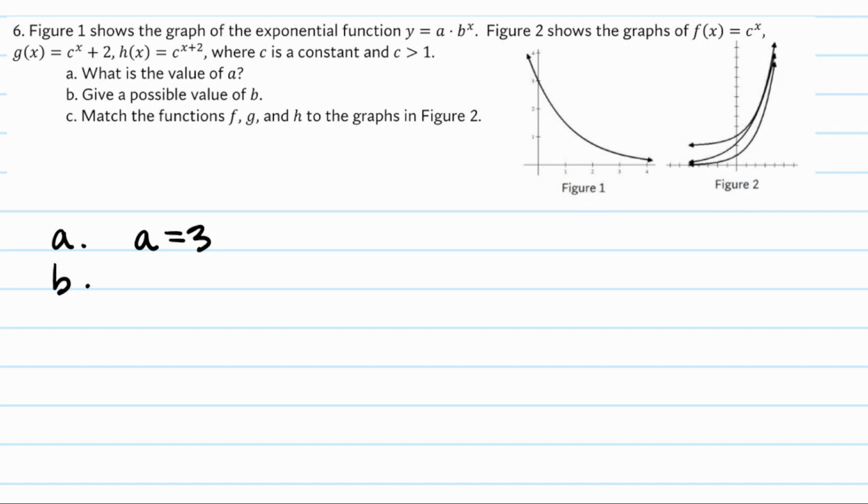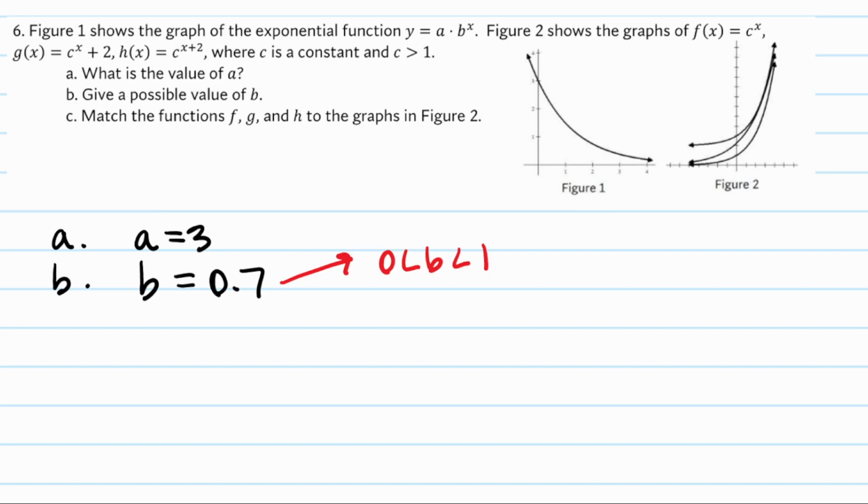For B, give a possible value of B. We don't know what B is, but we can see that we've got exponential decay. So I might say B equals 0.7 or something. Really, B could be pretty much anything between 0 and 1. It's probably pretty close to a half or something, because it's not really extreme exponential decay, like it's not going down really hard to the x-axis, and it's not really flat either. It's probably some medium multiplier, but we don't really have the tools to say. It's just important that B is between 0 and 1.